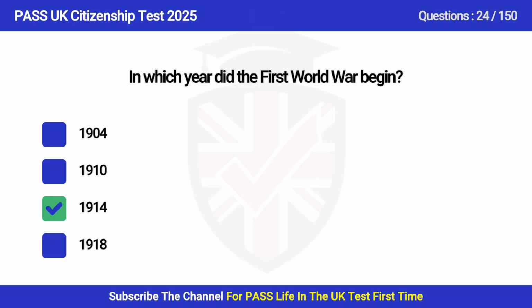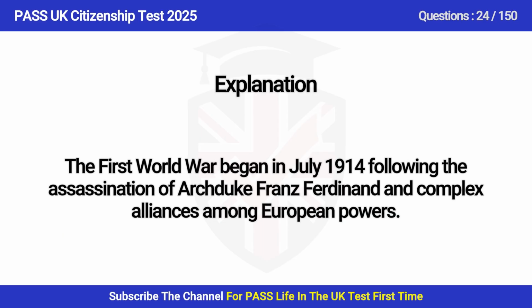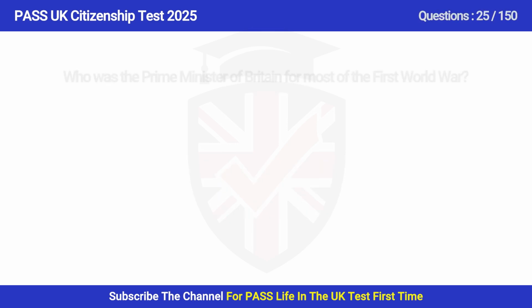Answer is C. 1914. The First World War began in July 1914, following the assassination of Archduke Franz Ferdinand and complex alliances among European powers.